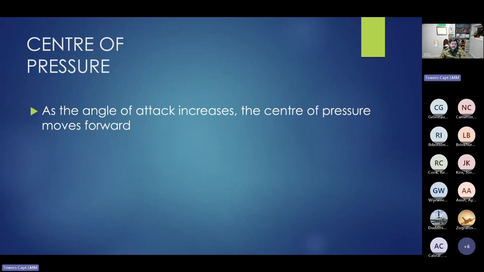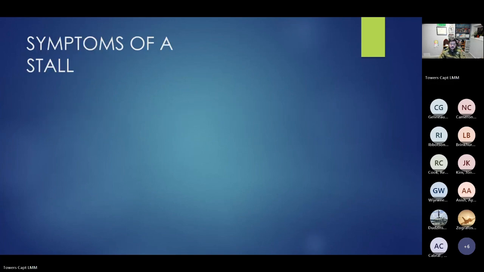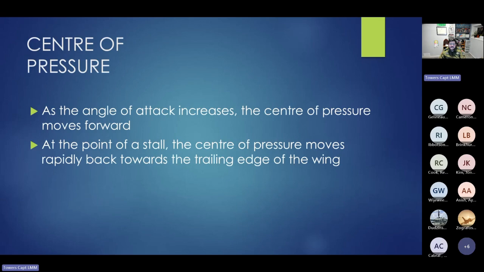So when we're talking about the center of pressure, as the angle of attack increases, the center of pressure is going to move forward on the wing. Imagine my finger is the center of pressure, it's moving forwards. And then at the point of the stall, the center of pressure will move rapidly back towards the trailing edge of the wing. As you can see here, I'm going up, going up, it's moving forward. Oh, I reached the point of stall, and it's moving backwards, diving down and moving backwards all at the same time.